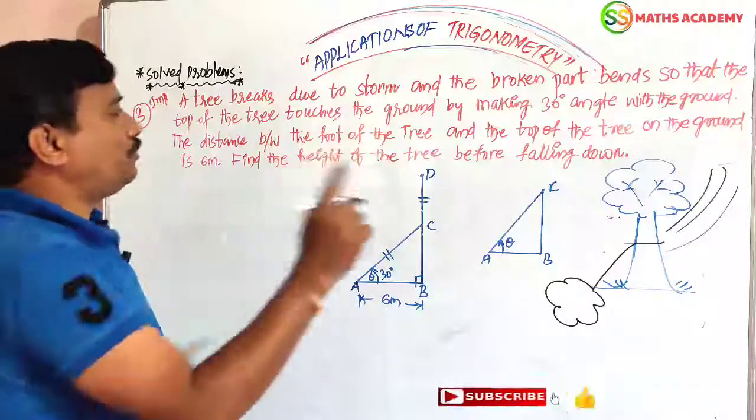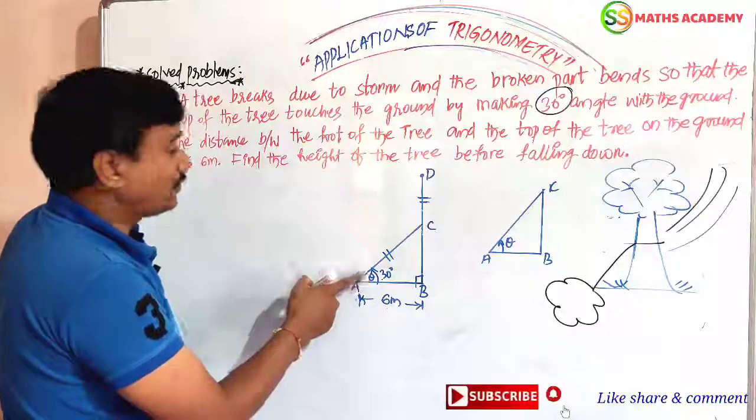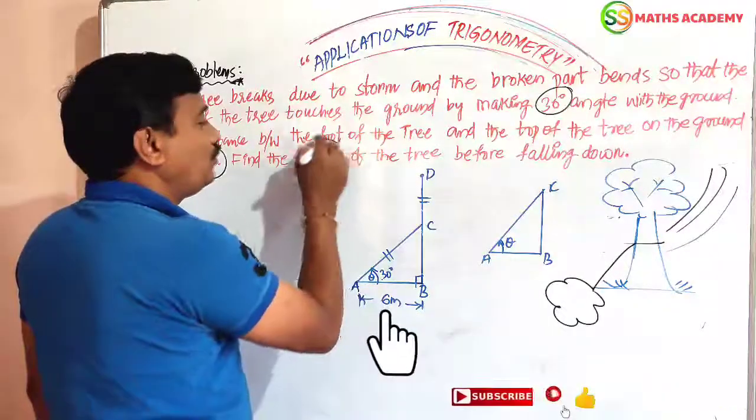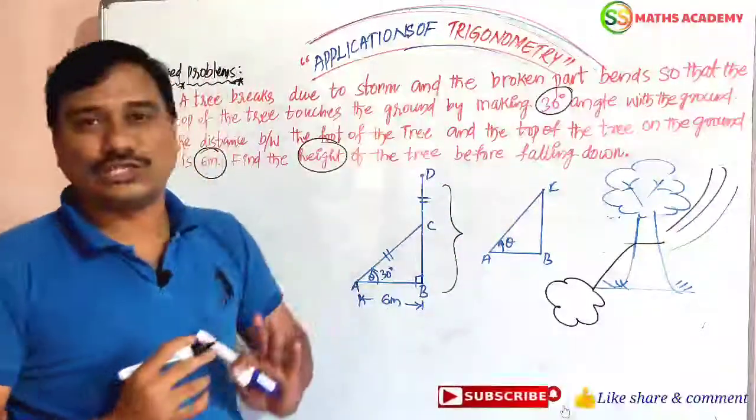He is giving two important points here: the angle of 30° here, and the distance between these two, which is 6 meters. He is asking us to find the height of the tree. This total height we have to find in this question.